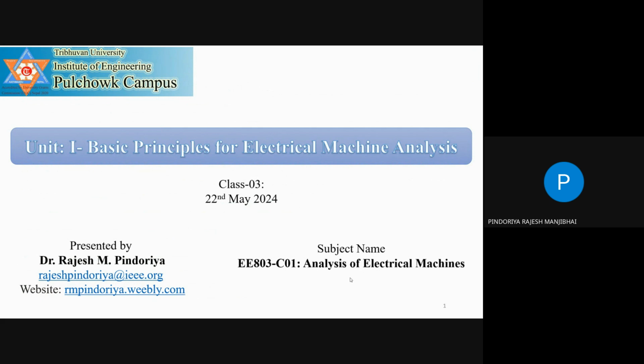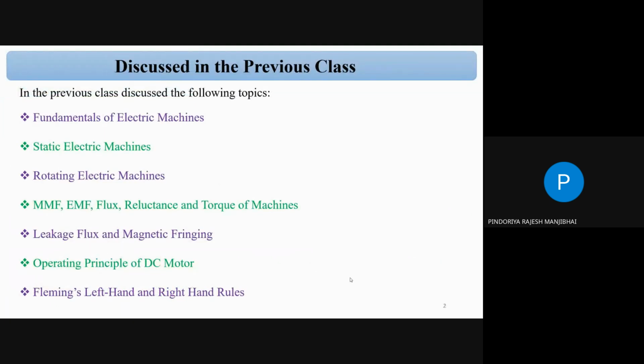Okay, so once again, good evening to everyone. So today we have the third class of analysis of electrical machines. We started the first unit, that is the basic principles for the electric machines analysis. In the previous class, we discussed the fundamentals of electrical machines, correct? After that, we discussed the static electric machines, that is the transformer, and then we discussed the rotating electric machines, that is the motor as well as the generators. So we can say AC motors as well as the DC motors.